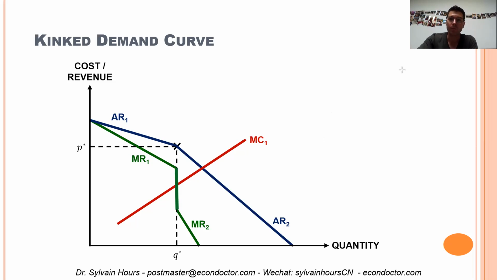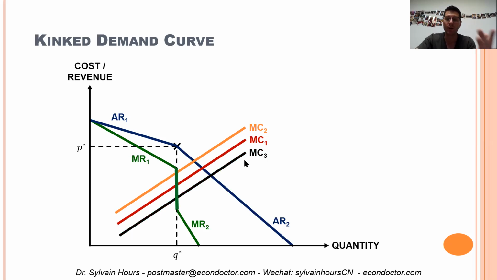What if the marginal cost changes? What if it changes from MC1 to MC2? Does it change the quantity that we should produce? No. We see that with this new marginal cost curve, we still have MC equal to MR at Q star. So we should still produce the same quantity of output, and therefore we should still charge the same price. So even though the marginal cost has changed, the price remains the same. This is what we call price stickiness.